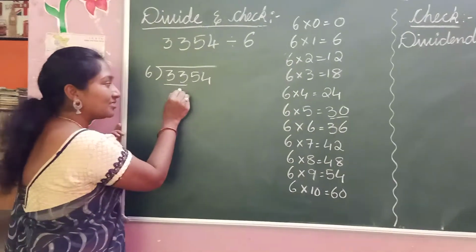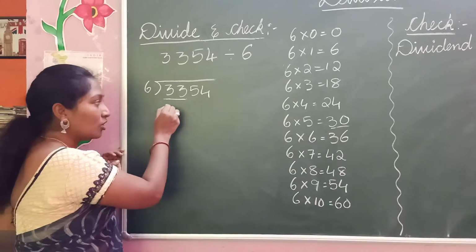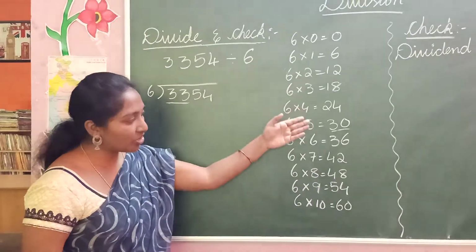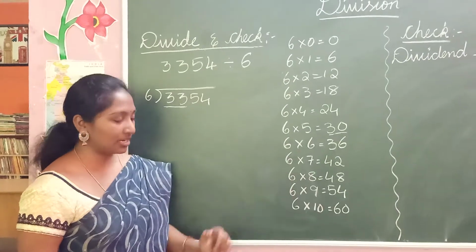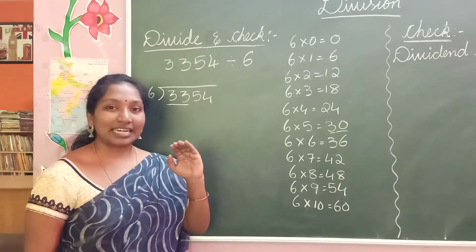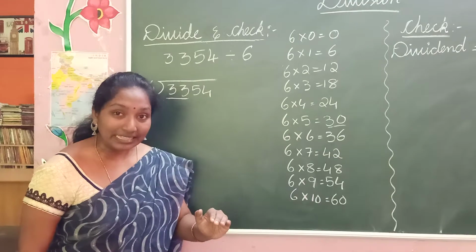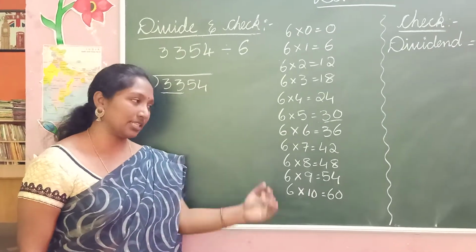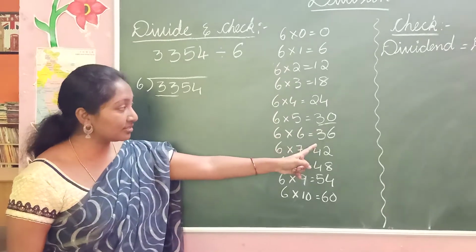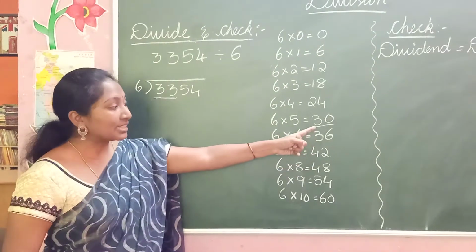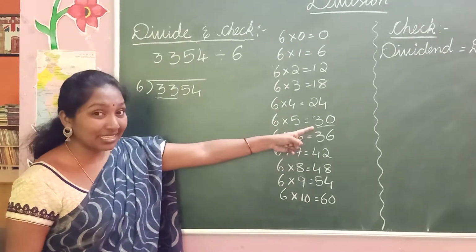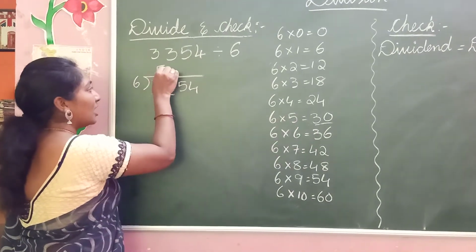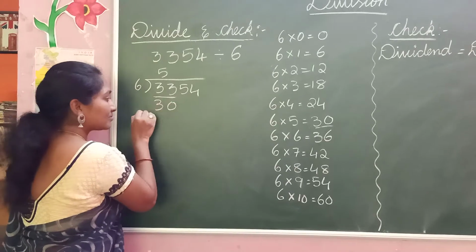Now 33 is greater than 6. Is 33 there in the 6 table? In the 6 table you don't have 33. So what you have to do? Take the number smaller than 33 and nearest to 33. Here 36 is greater than 33, so 30 is the smallest number nearest to 33. So consider 30. 6 5s are 30.